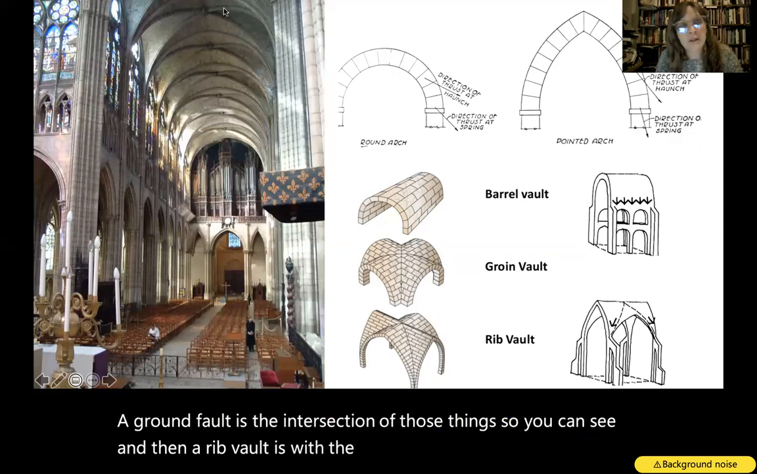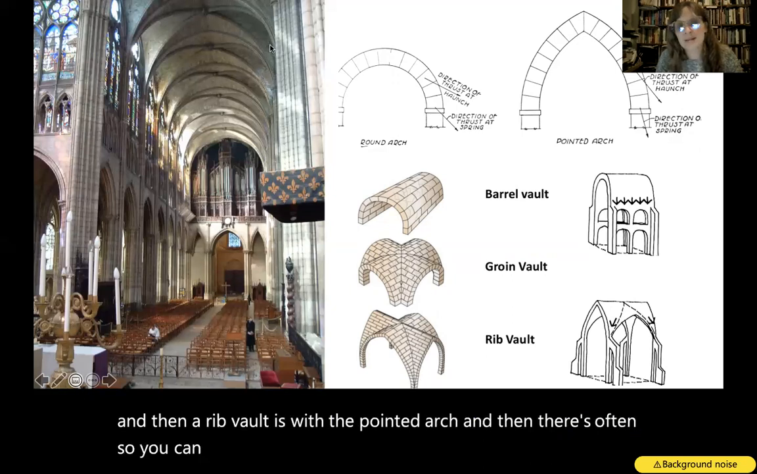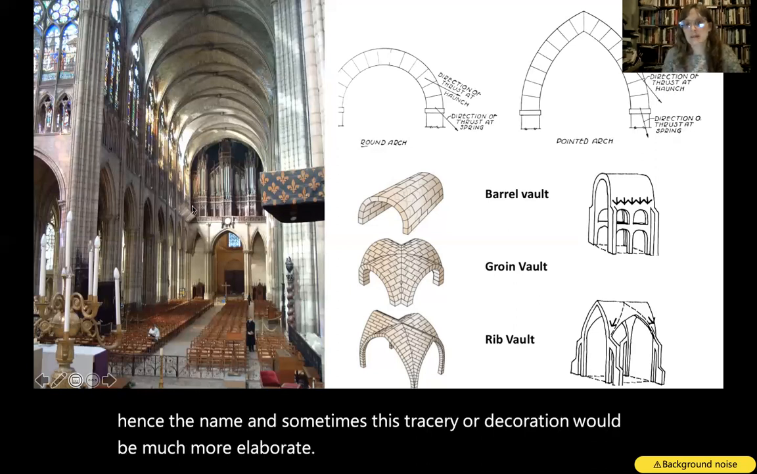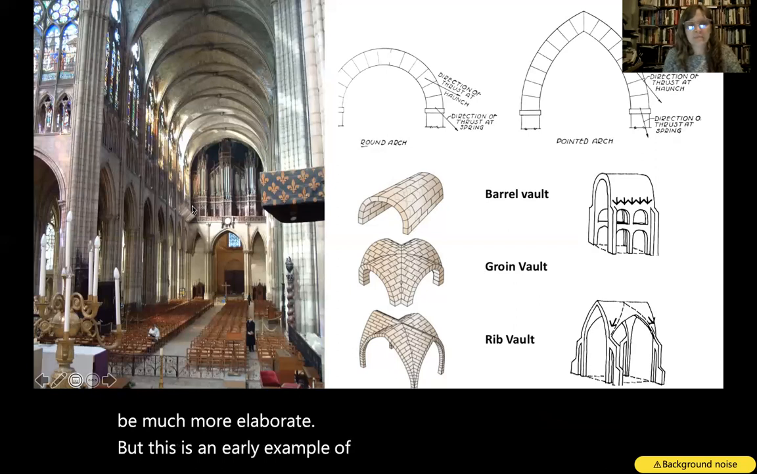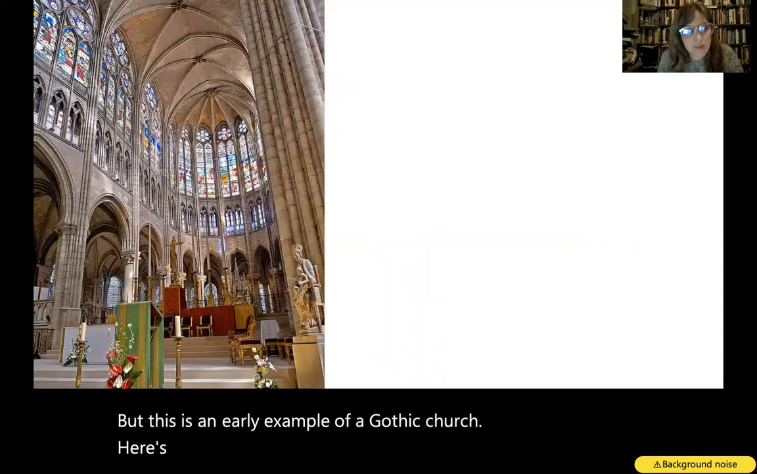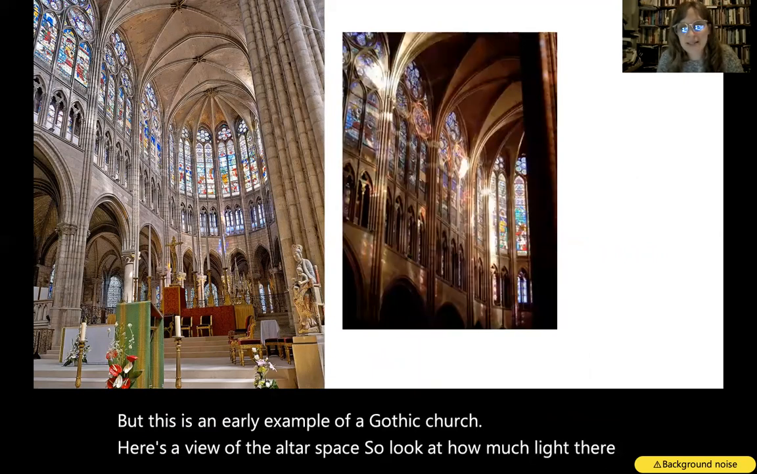And then there's often, so you can see the rib vault here, and it looks like ribs, right? So, hence the name. And sometimes this tracery or decoration would be much more elaborate. But this is an early example of a Gothic church. Here's a view of the altar space. So look at how much light there is. And you can contrast, here's some of that painting that I was talking about. Painting with light.